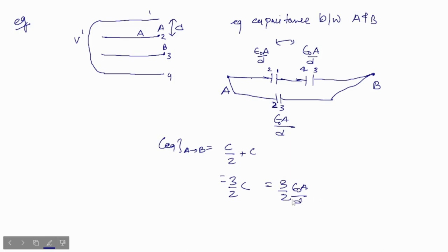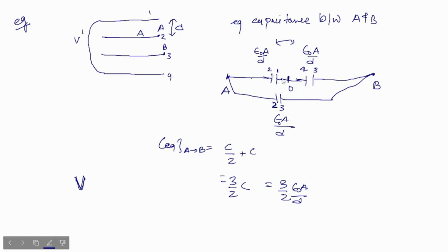In this way you can also find the charges. Consider the potential difference between A and B. Let's say this is a point O. What will be the potential difference between A and O? It will be V by 2 obviously, and between the other two it will also be V by 2.